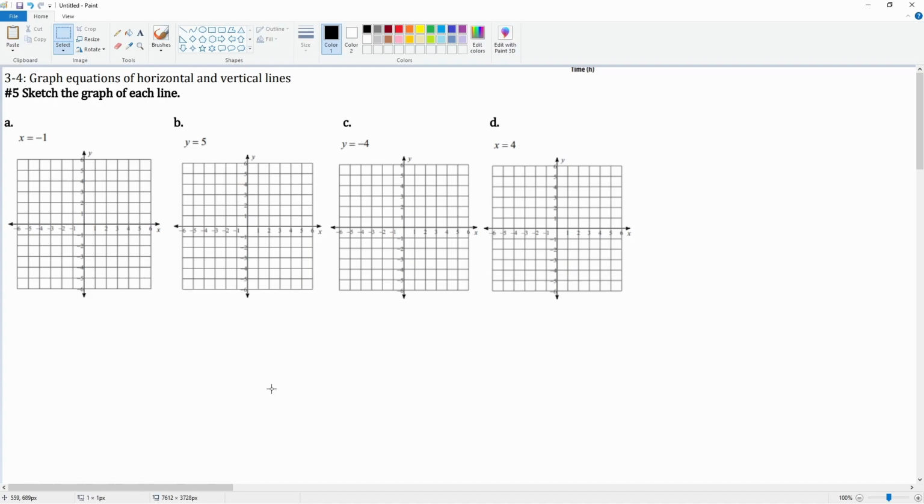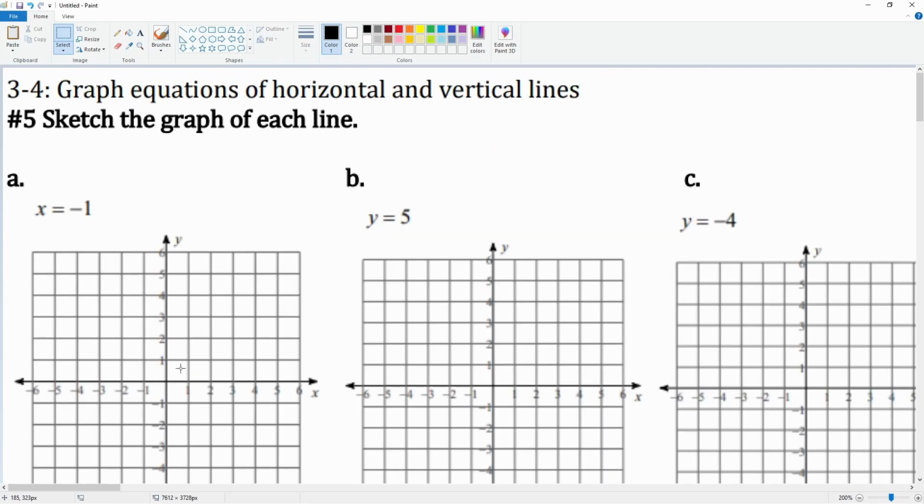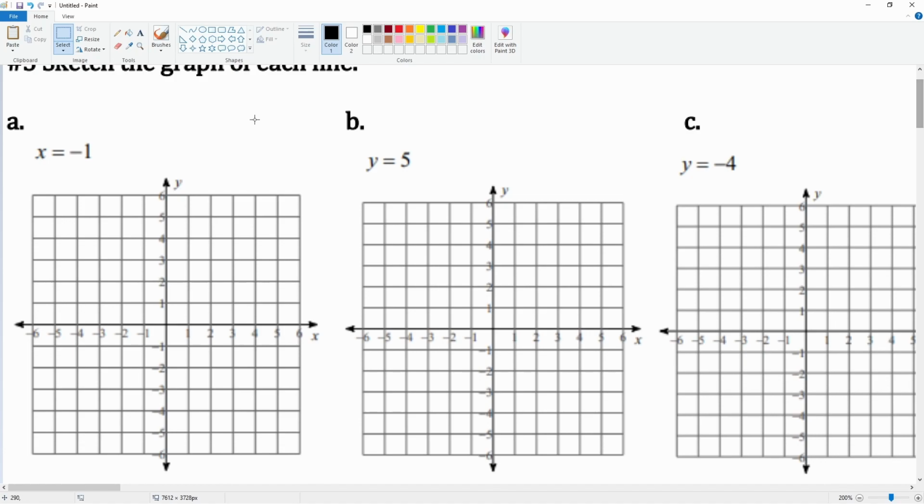3-4, we're going to graph the equation of a horizontal and vertical line. Number 5, you're going to sketch the graph of each equation. So let's look at A here. It says x is equal to -1. Where is x equals -1?